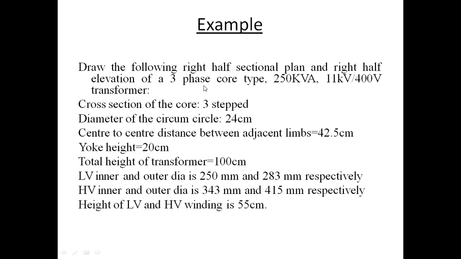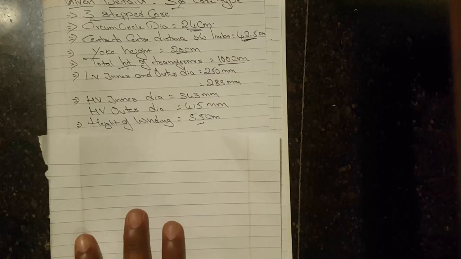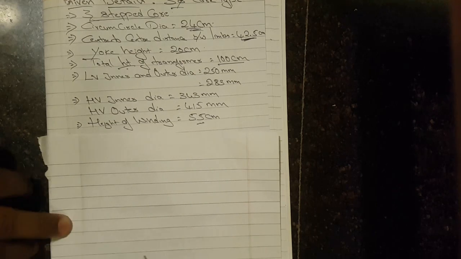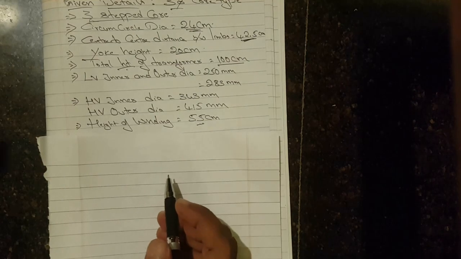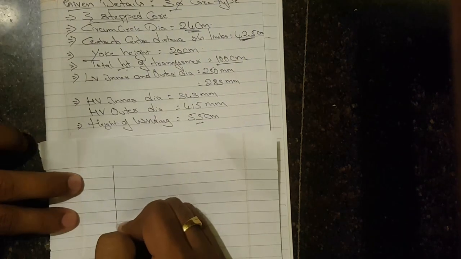Before going to draw this in the AutoCAD tool, first we need to prepare a preparatory sketch. Why is it required? The preparatory sketch gives details about all the dimensions of the magnetic circuit as well as the winding. That's why, before drawing in the AutoCAD tool, it is better to make one rough sketch on a notebook. So that is what we do. Now let us draw a preparatory sketch for the given problem, a three phase core type transformer. Let us draw a three phase magnetic circuit here.